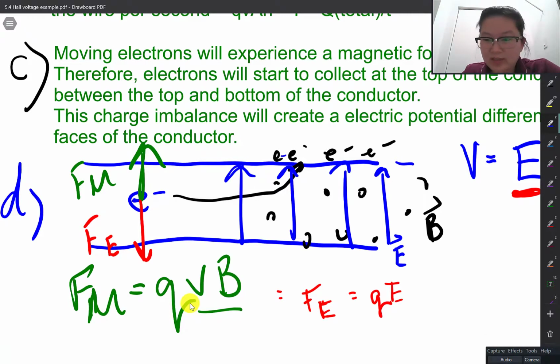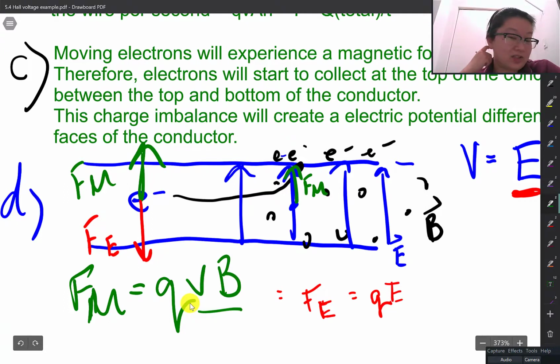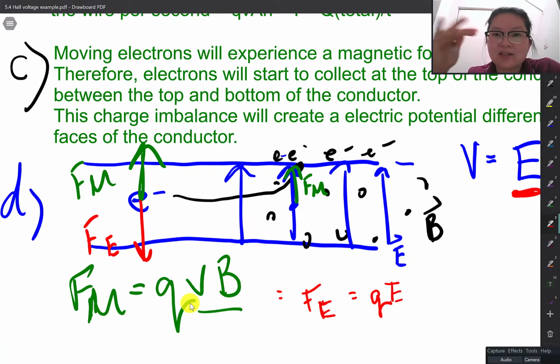So if we put an electron here in the middle, we know it's going to experience a magnetic force, and it will always experience a magnetic force because the magnetic field is always there. But now there's an electric field, and we know that electrons move against the electric field. That's their natural tendency. Or in other words, this electron is not going to like the top of the conductor because there's so many electrons there, right?